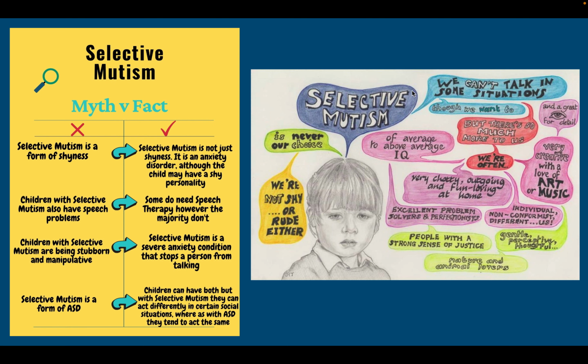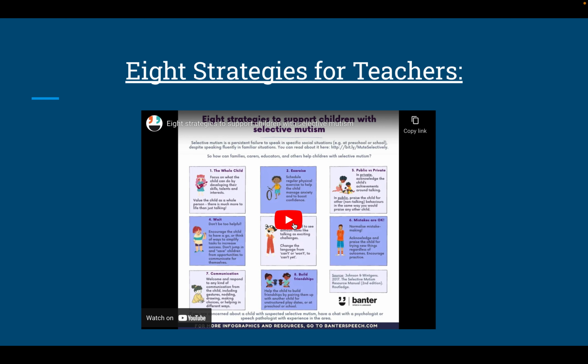I really thought that it kind of personalized the idea of this and individualized the idea of selective mutism for me quite well. And I thought this myth versus fact sheet was quite simple and nice as well. So again, it's not just shyness, it is that anxiety disorder. Okay. So I do have one more video, and this is 8 strategies to support children with selective mutism. I got this from a website called Banter, Speech and Language Pathology. So hopefully there's something in here that will be beneficial and useful for you today.